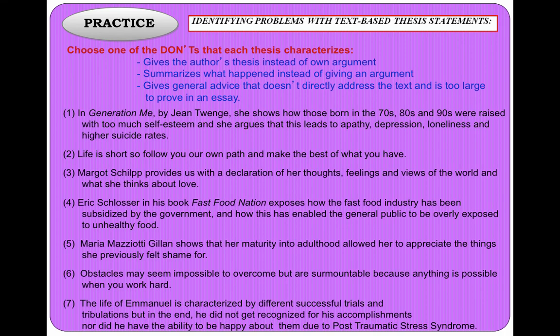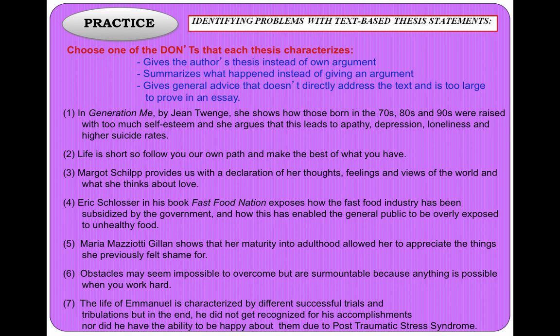1. In Generation Me by Jean Twenge, she shows how those born in the 70s, 80s, and 90s were raised with too much self-esteem, and she argues that this leads to apathy, depression, loneliness, and higher suicide rates. 2. Life is short, so follow your own path and make the best of what you have. 3. Margot Schlipp provides us with a declaration of her thoughts, feelings, and views of the world and what she thinks about love.